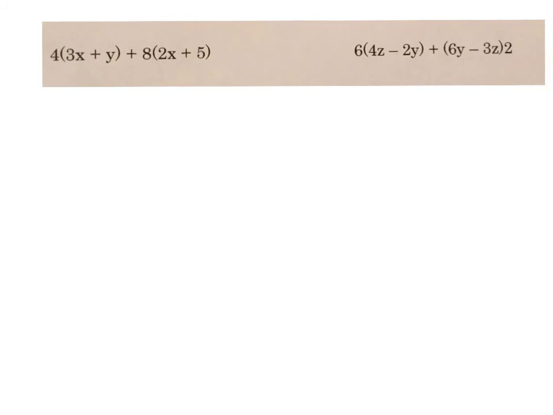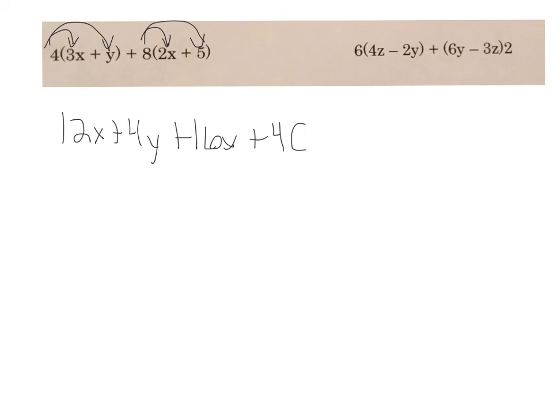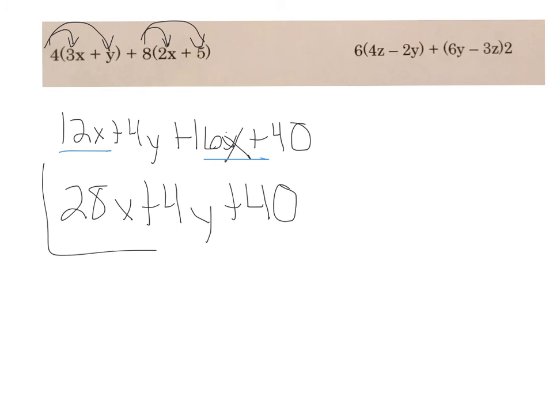Okay, now we're looking at distributive property. Remember, we are distributing to everything in the parentheses. Do not go beyond the parentheses. If it's not in the parentheses, it does not get distributed to. So I would do 4 times 3x, which gives me 12x, and 4 times y, which gives me 4y. Then 8 times 2x, which gives me 16x, and then 8 times 5, which is 40. Next, you need to check and see if there's anything that I can combine. Well, I noticed that I have an x and an x, so 12x plus 16x gives me 28x, plus 4y, plus my 40 would be my final answer for that problem.